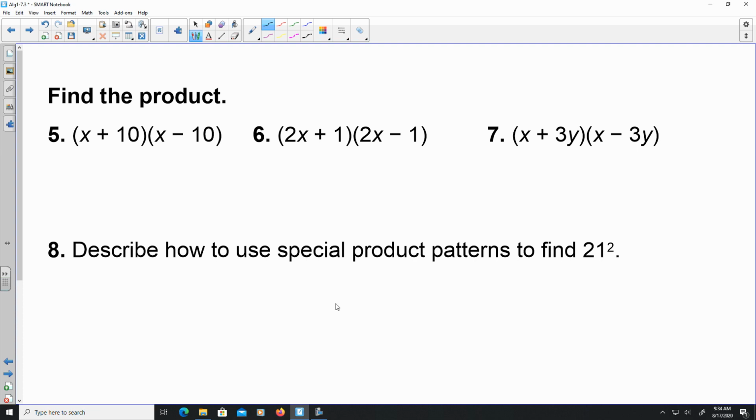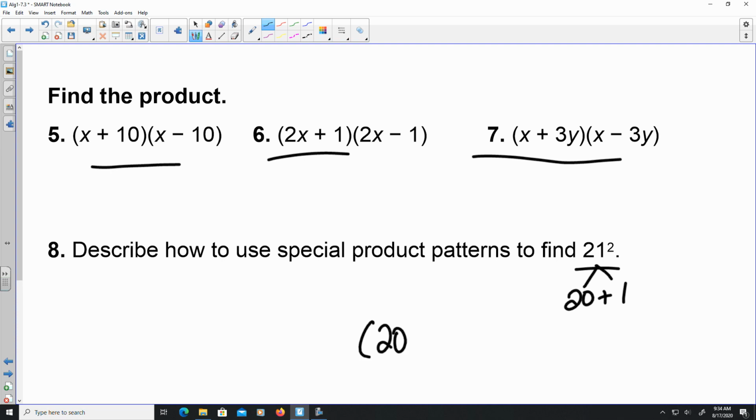So I would say that hopefully you should have a pretty good grasp of sum and difference patterns here, here, and here. But let's take a look again at this special pattern here. It says they want us to describe 21 squared. So what we're going to do is we're going to rewrite this as 20 plus 1 because you can easily square 20 and you can easily square 1. So it's going to be 20 plus 1 quantity squared.